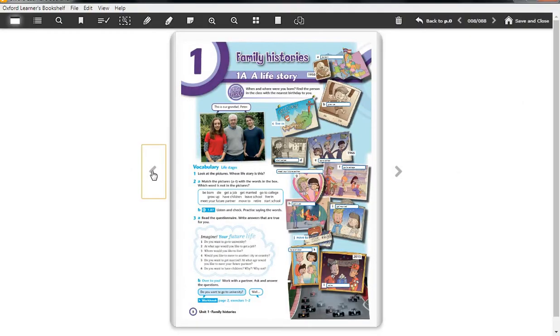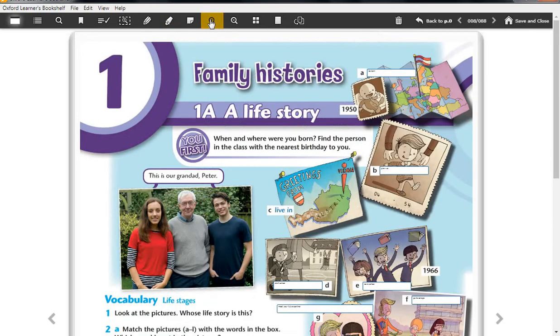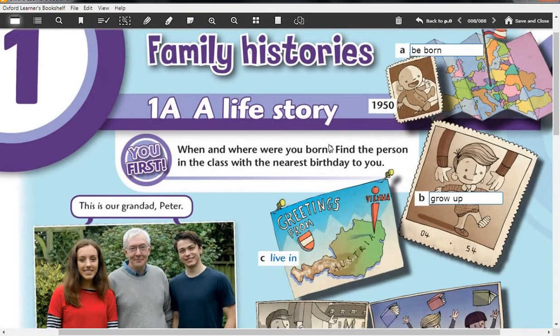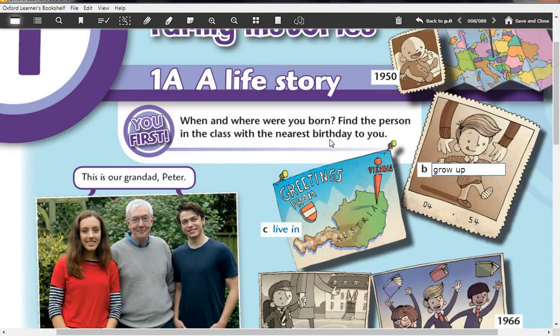Okay, page 8, Family Histories, 1A, A Life Story. You first, when and where were you born? Find the person in the class with the nearest birthday to you. We did it. We talked about our birthdays. For example, I was born in Izmir on the 2nd June 1988, and you did yours also.